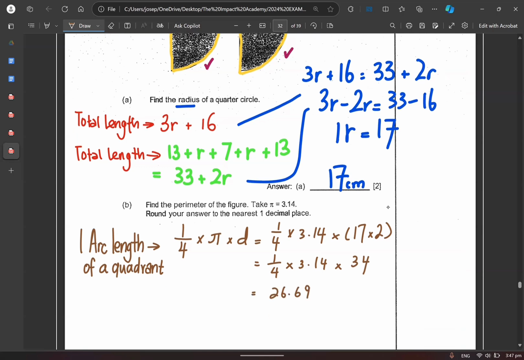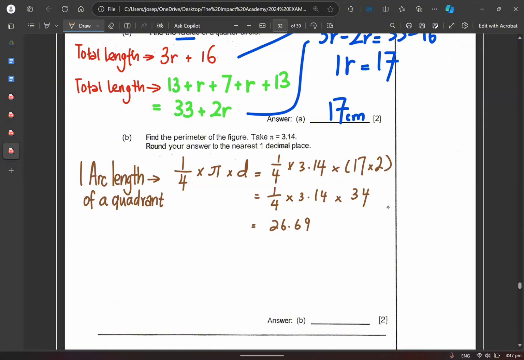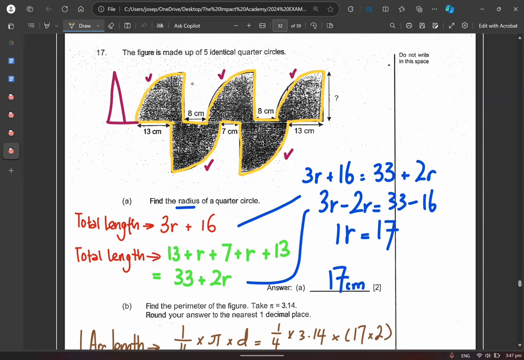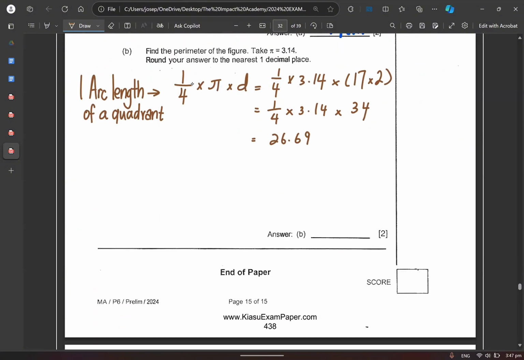But this is only the arc length of one quadrant. How many arc lengths do I have? From here, you all can see. Maybe I'll just label them 1, 2, 3, 4, 5. Agree or disagree? So there are 5 arc lengths in total, so I just want to find 5 arc lengths.